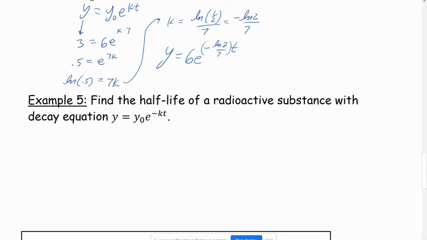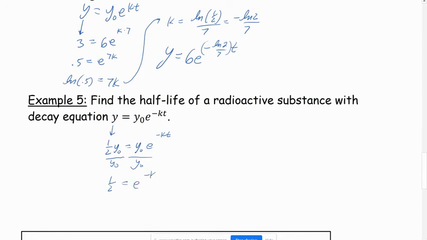So if we have a decay equation with a negative k value, we can do pretty much the same thing. To find the half-life in general, we just put in half the original amount, so this would be 1/2 of y naught. So if we started with y naught, we have half of y naught e to the negative kt, and divide both sides by y naught.